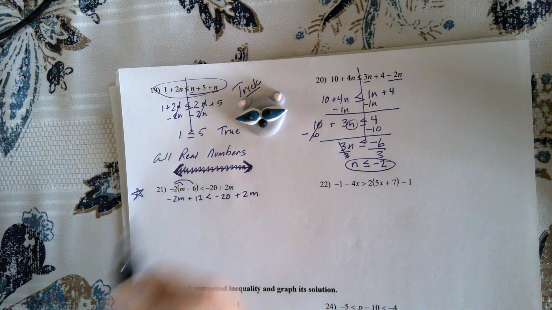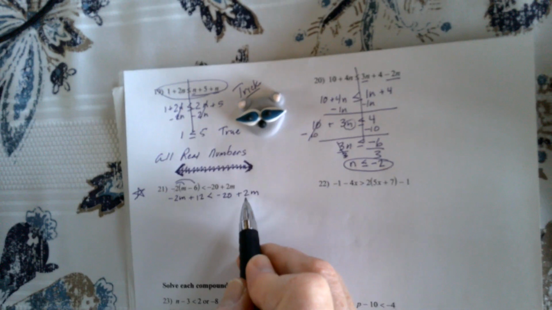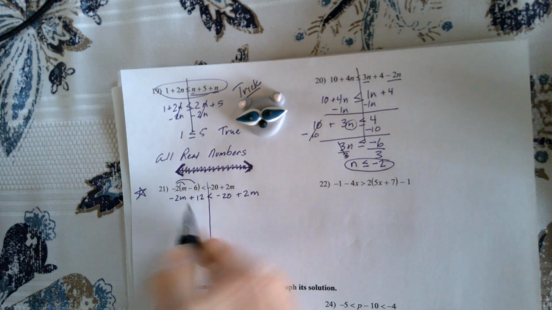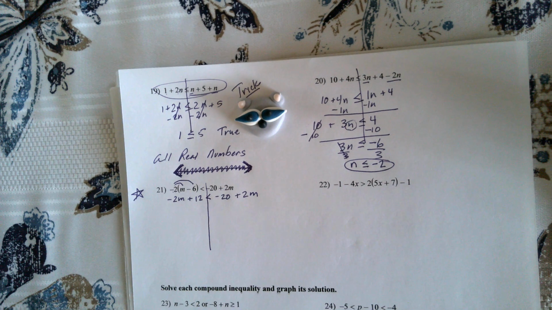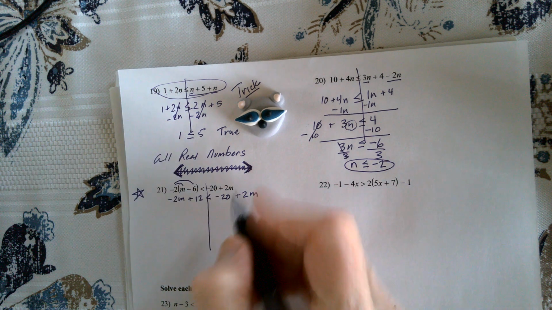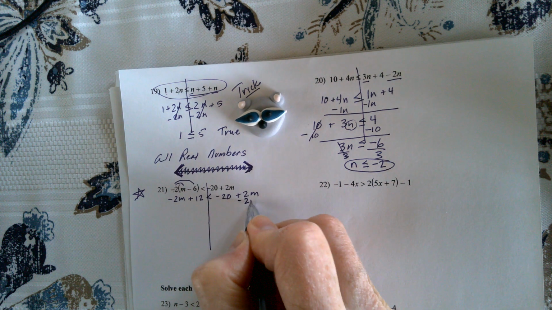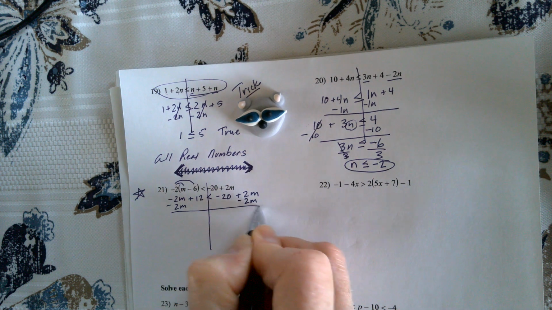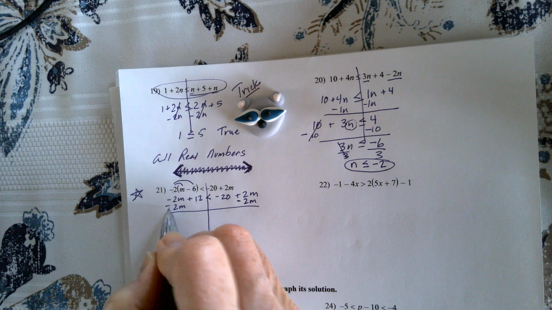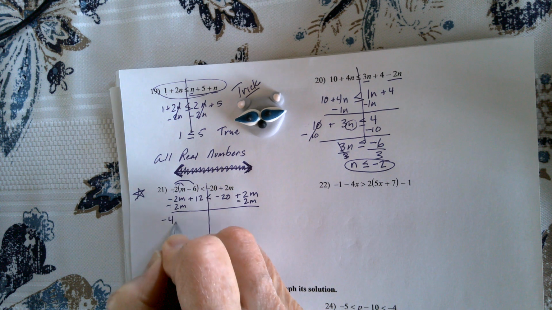Okay? Now this is a negative 2m, this is a positive 2m. Some of you guys might want to write it all on the positive side and then flip the whole statement. I'm just going to go ahead and move everything to the left in the beginning. Get all my m's together. You could do it either way, you will get the same answer. Negative 2, subtract 2 more puts me at negative 4.